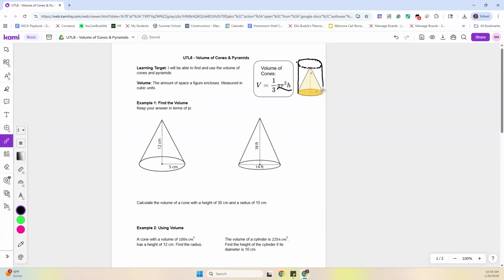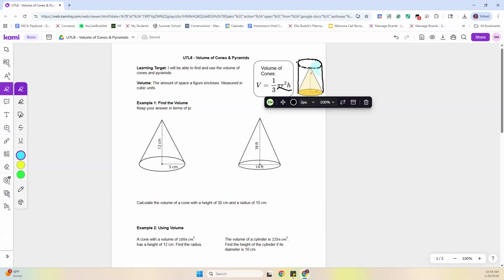And you can see how you can fit another cylinder. Where's my highlighter? Like one other cylinder would fit over here. Or not cylinder, sorry. One other cone would fit over here. And then another cone would fit over here. So there's 3 cones that could fit in one cylinder. So therefore, one cone is 1/3 of a cylinder's volume.